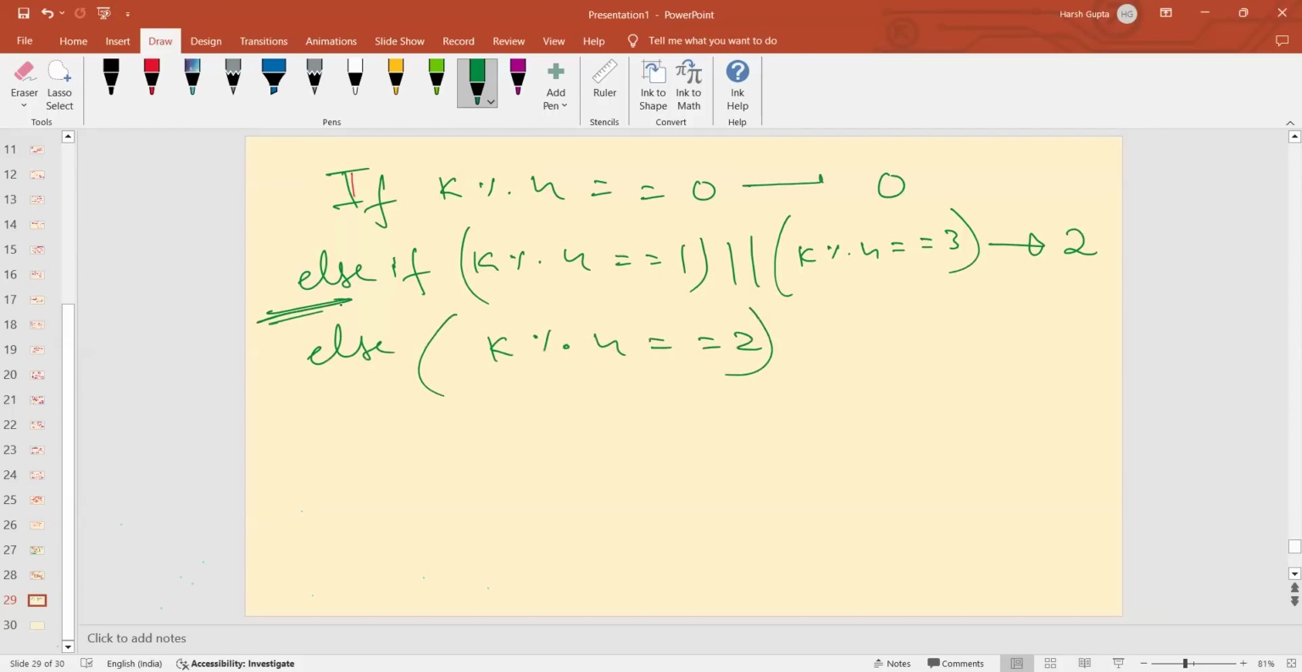Till here, for k modulo 4 equal to 0, 1 and 3, is everyone able to relate? Anyone having any doubt till now? That for k modulo 4 equal to 0, the answer will always be 0. For k modulo 4 equal to 1, the answer will always be 2. And similarly for k modulo 4 equal to 3.